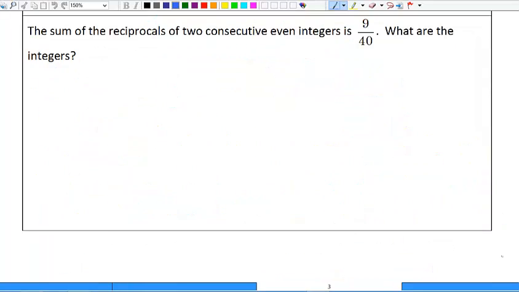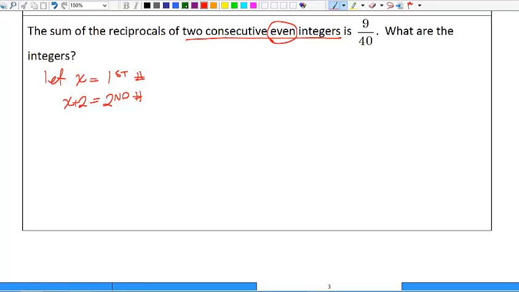So two answers there. Okay, so this next problem says the sum of the reciprocals of two consecutive even integers is 9/40. What are the integers? So I want to make sure that we remember that these are even integers this time, not just regular integers. So when I let x be my first number, then my second number will be, because it's consecutive and even, x plus 2. So those are the two numbers that I am looking for.